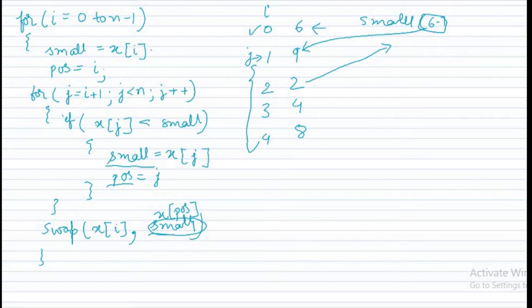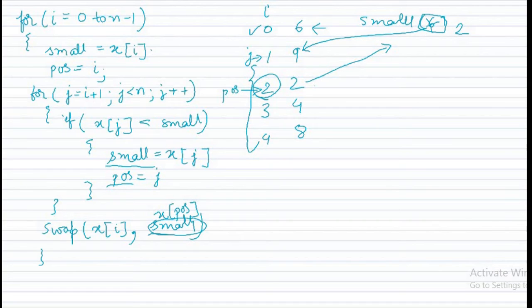Now the value of small will be changed and it will be 2. And now the position POS will point to this location. Understand? Now 4 is less than 2. No. 8 is less than 2. No. Now at the end of this j loop, we can see that small contains the minimum element of the list, which is 2, and POS contains the index of this element.